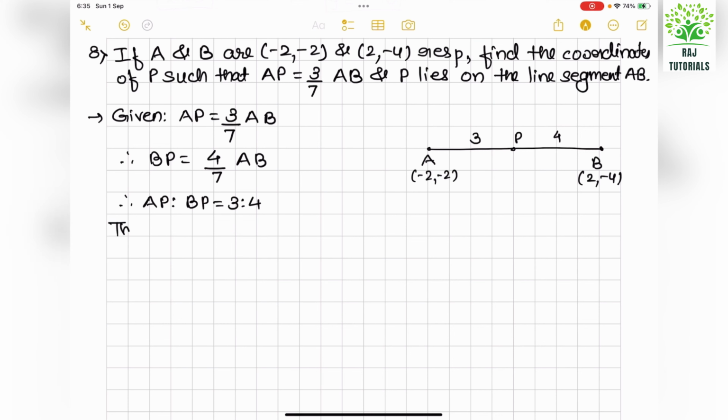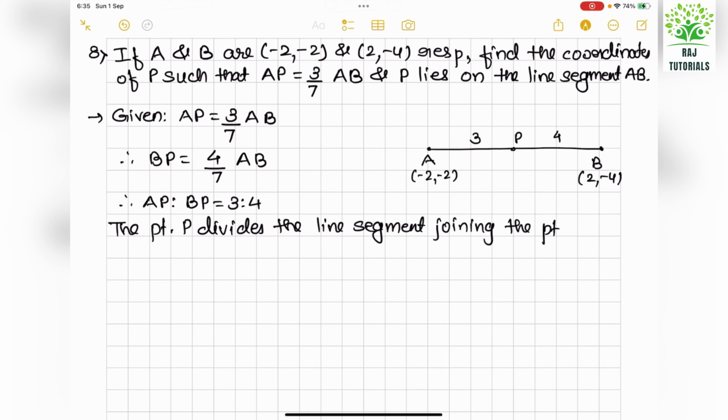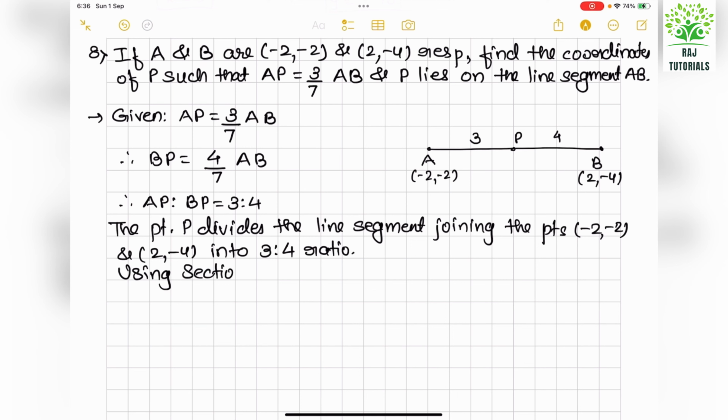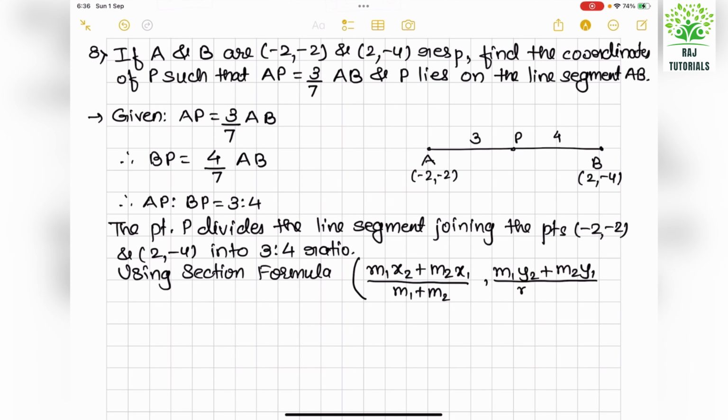So the point P divides the line segment joining the points minus 2, minus 2 and 2, minus 4 in 3:4 ratio. So, using section formula, that is section formula m1x2 plus m2x1 upon m1 plus m2, comma m1y2 plus m2y1 upon m1 plus m2.